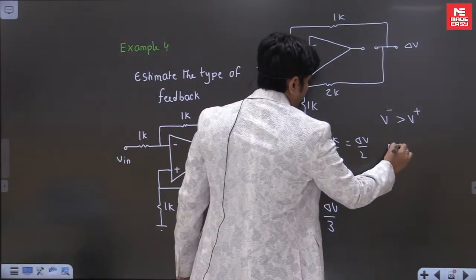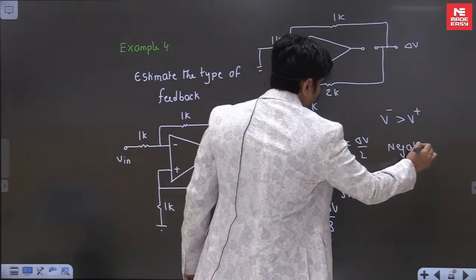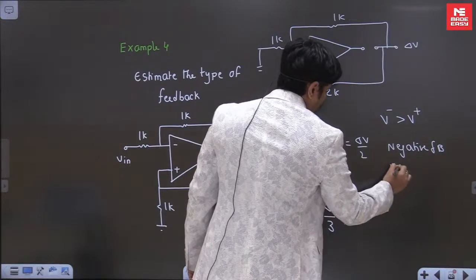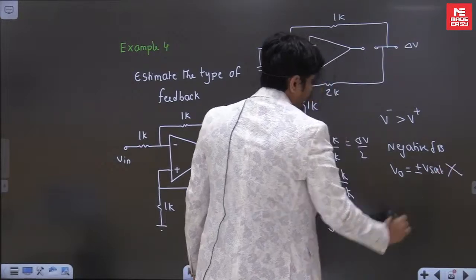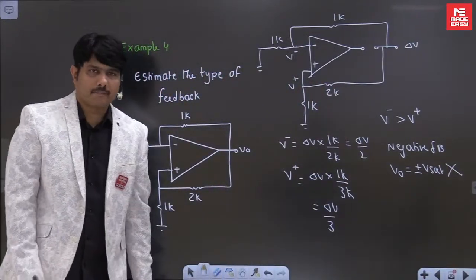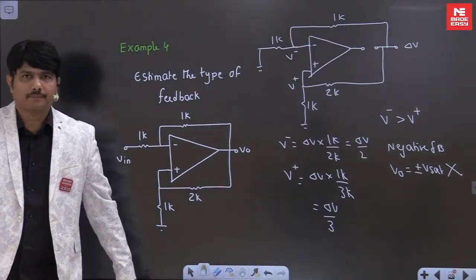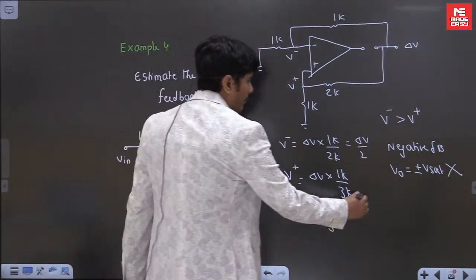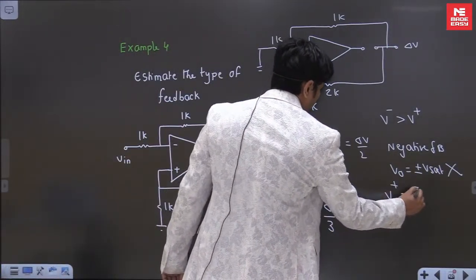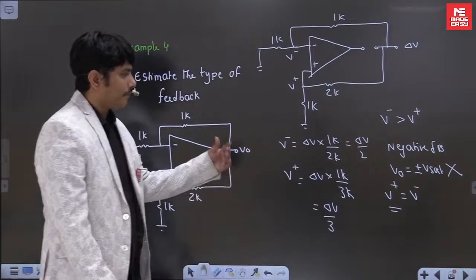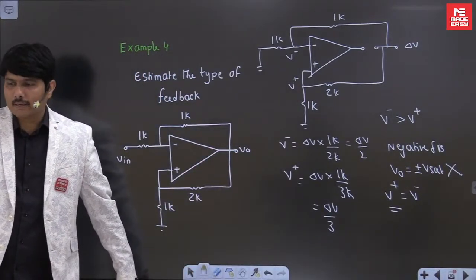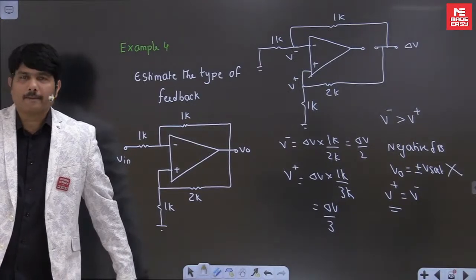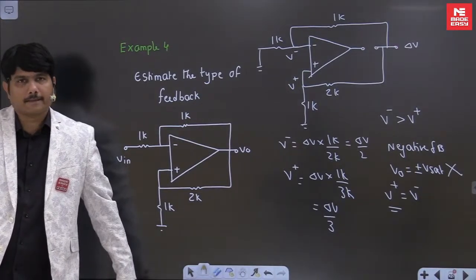This is a negative feedback system. Whenever there is a negative feedback, we cannot say the output is plus or minus V saturation. This is a wrong answer. Only when it's a positive feedback do I have that privilege. When it's a negative feedback, we'll go with the virtual ground concept and finish the answer. We'll go for the V plus equal to V minus concept and finish these problems. Already in the Made Easy workbook, this type of questions we have done nicely.